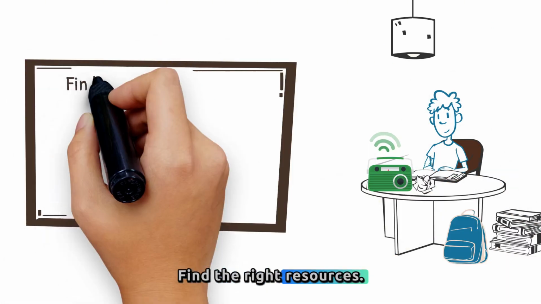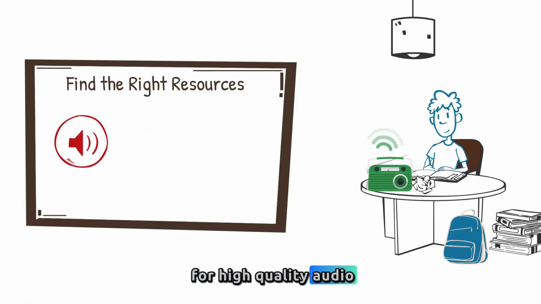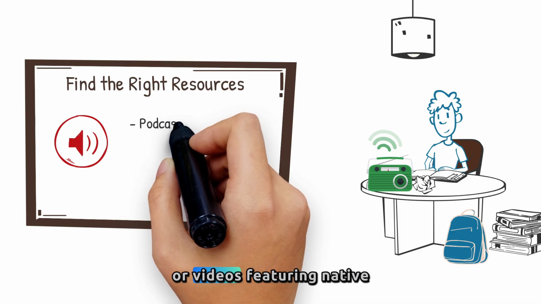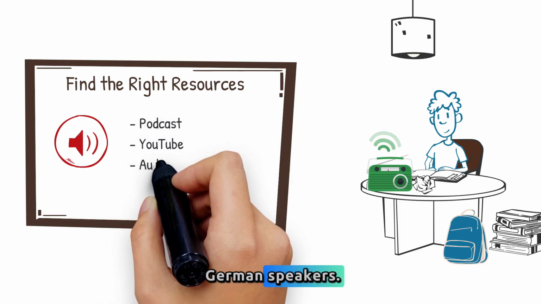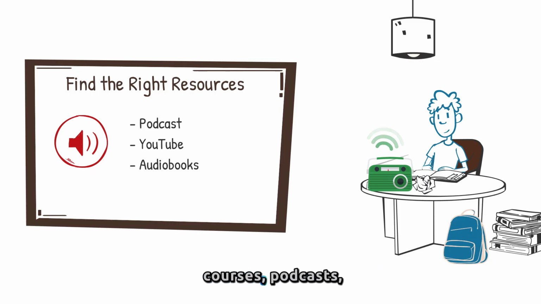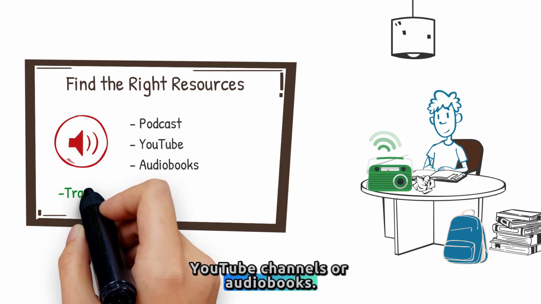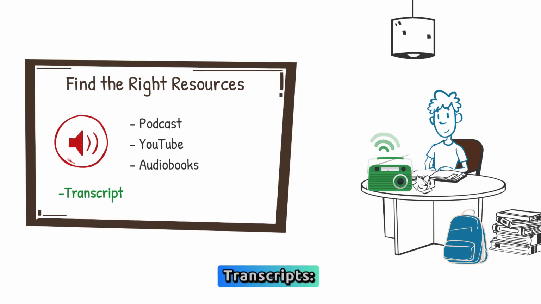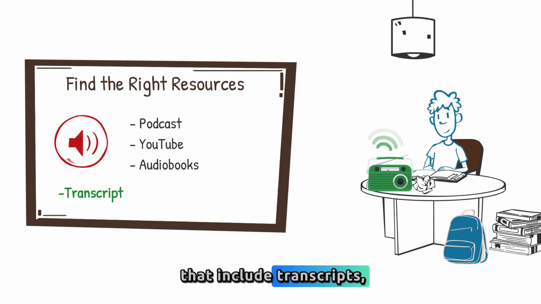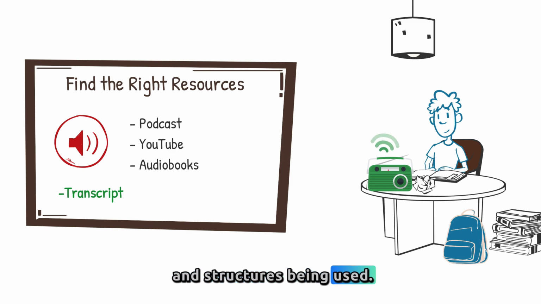Find the right resources. Audio materials. Look for high-quality audio recordings or videos featuring native German speakers. Sources might include language courses, podcasts, YouTube channels, or audiobooks. Transcripts. If possible, get materials that include transcripts. This allows you to follow along and understand the words and structures being used.